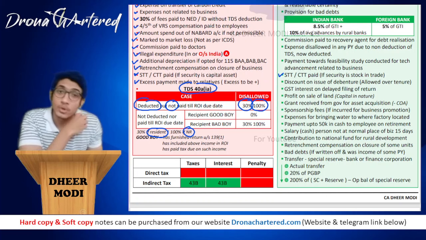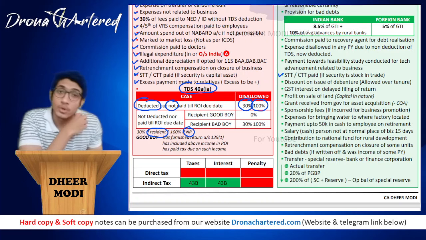Who has furnished return under section 139(1) and has included the above income in the return of income and has paid tax due on such income. That means first he should have filed his return, second he should have included this income in his return, and third he should have paid tax on such income. Only if all three conditions are satisfied, nothing will be disallowed. That means all the expense that you have shown in your P&L will be allowed, provided the recipient has done these three things.